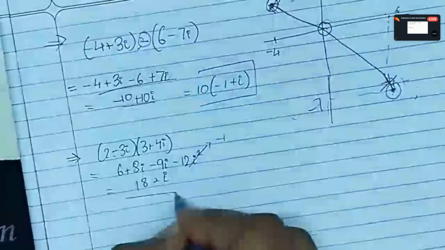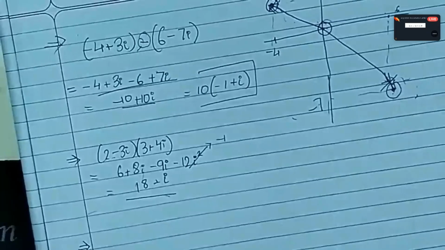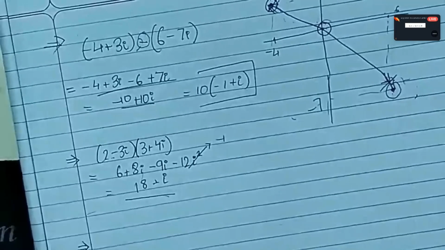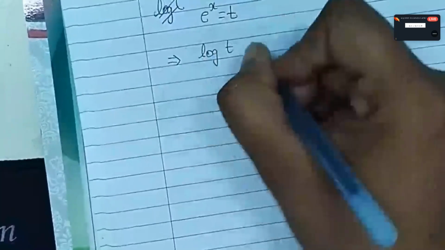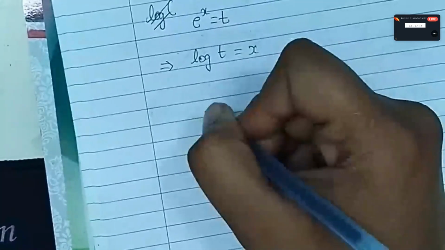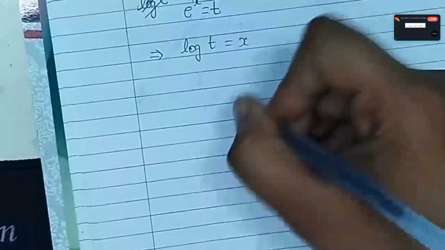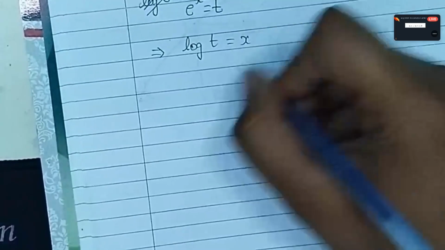Same with the multiplication. So now we are going to talk about the logarithm of a complex number. So what does it mean? In normal sense, logarithm is a function that is basically the opposite of exponential. So if this is the case, we say logarithm of t is equal to x. It is the inverse function of exponentiating.